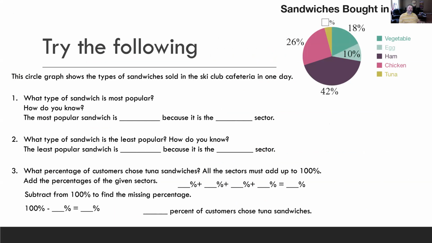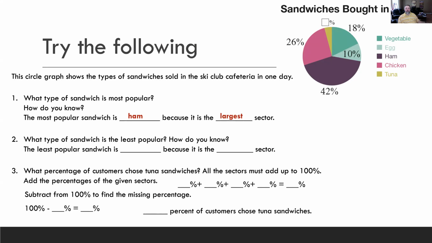Okay, this circle graph shows the type of sandwiches sold at a ski club cafeteria in one day. What type of sandwich is most popular? How do you know? Well, the most popular sandwich is obviously going to be the biggest section. The biggest section is this one here, which correlates to that one there, which is ham. And I know this because that sector is the largest sector.